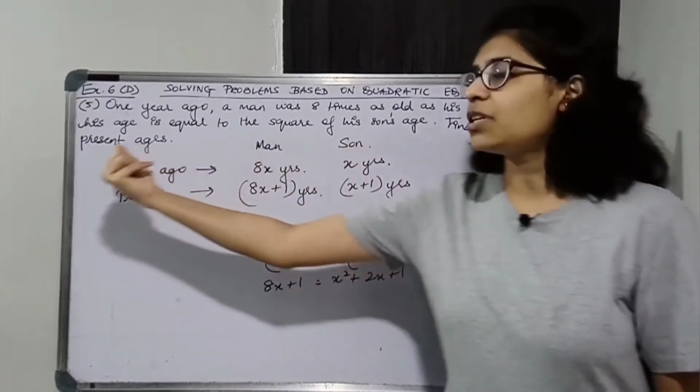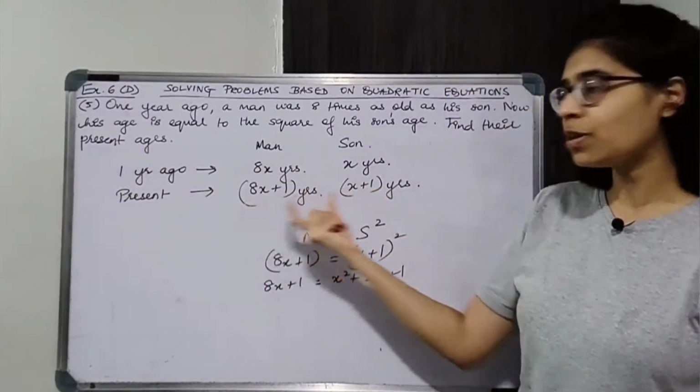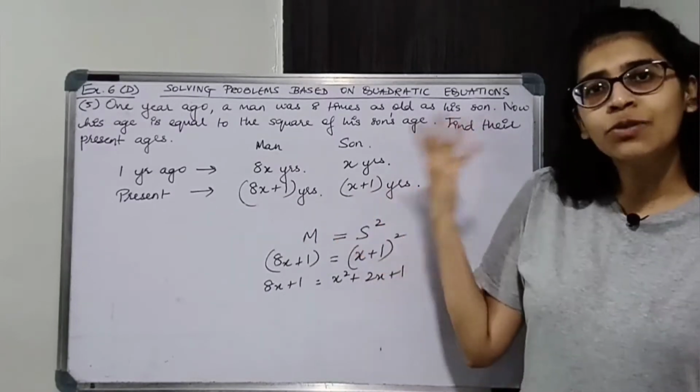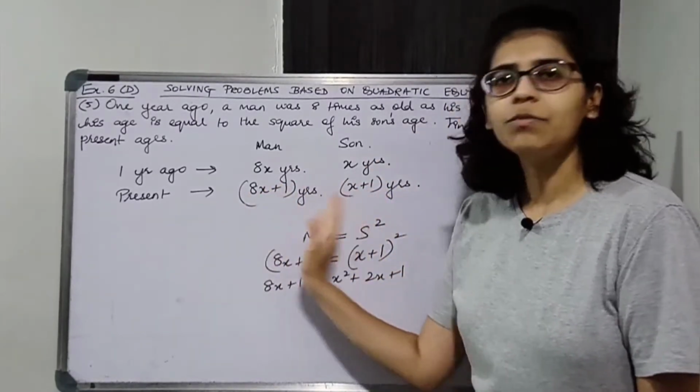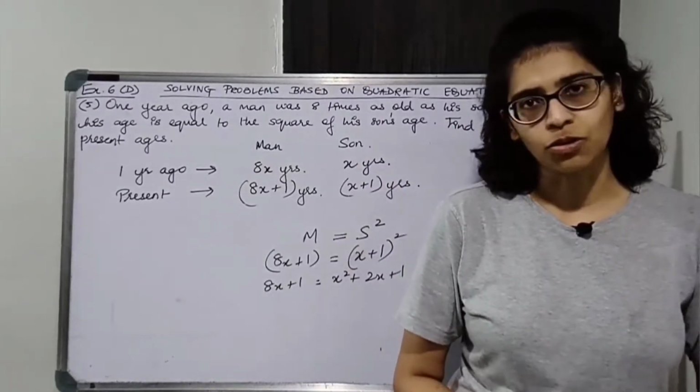We need to find their present ages. So present ages are x plus 1 and 8x plus 1. Once you get x, you can easily find the present ages. So let us now write this in proper manner and start solving.